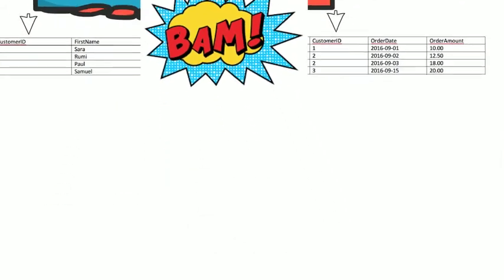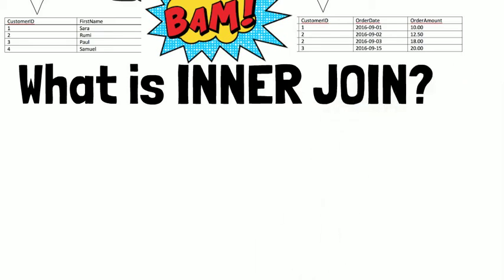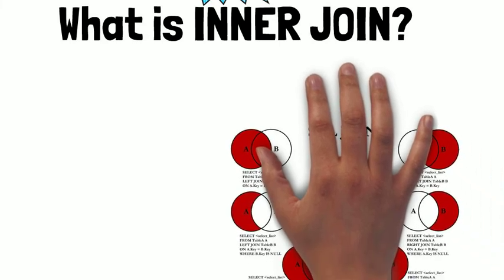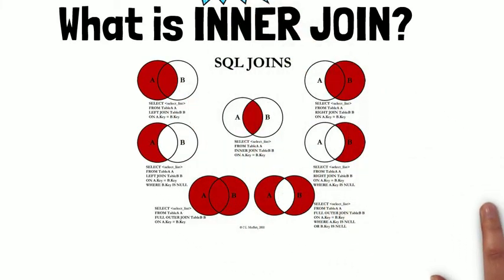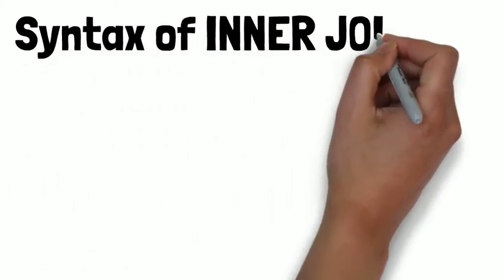Then, what is an inner join? There are a lot of different SQL joins like left joins, right joins, or full joins. However, the inner join means we're going to find the intersection for two or more tables and join the intersections together.